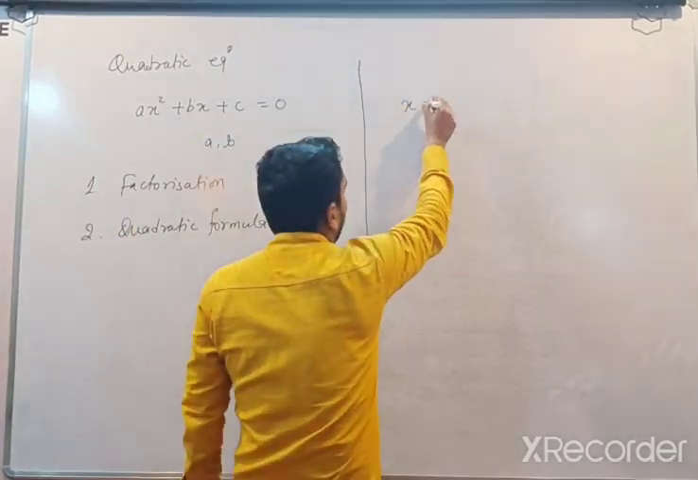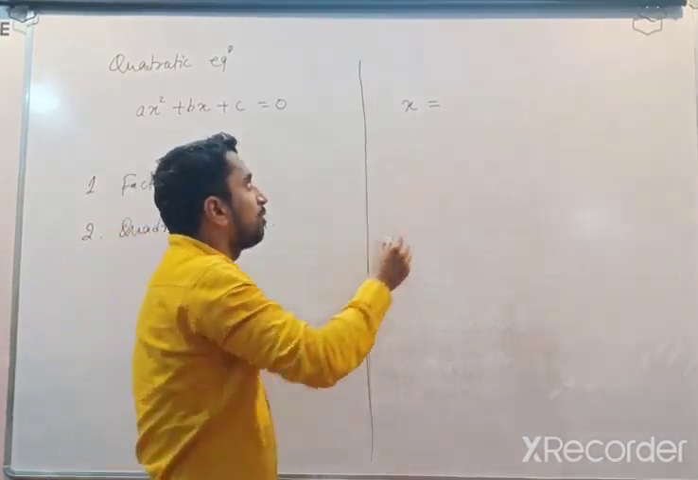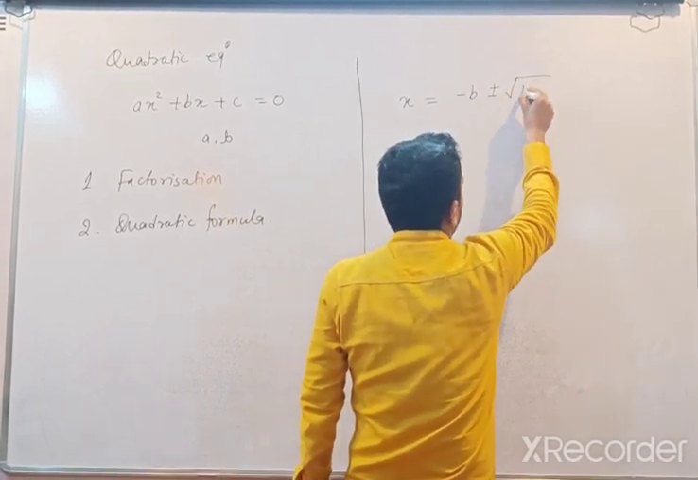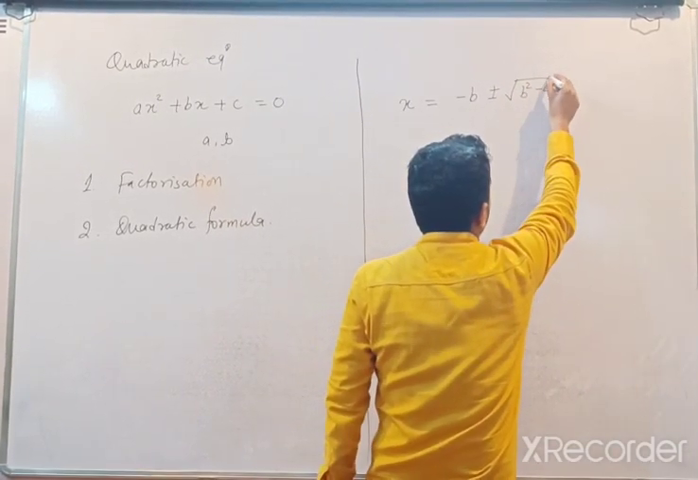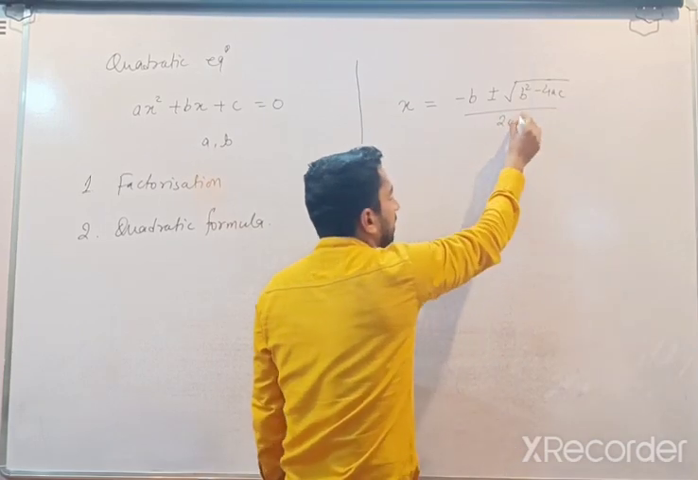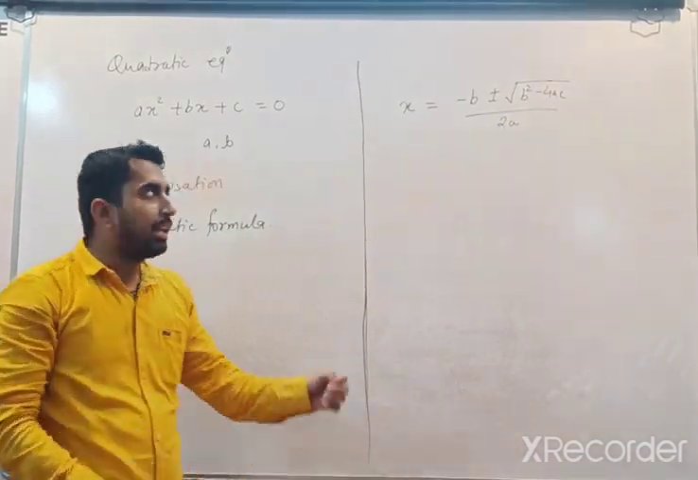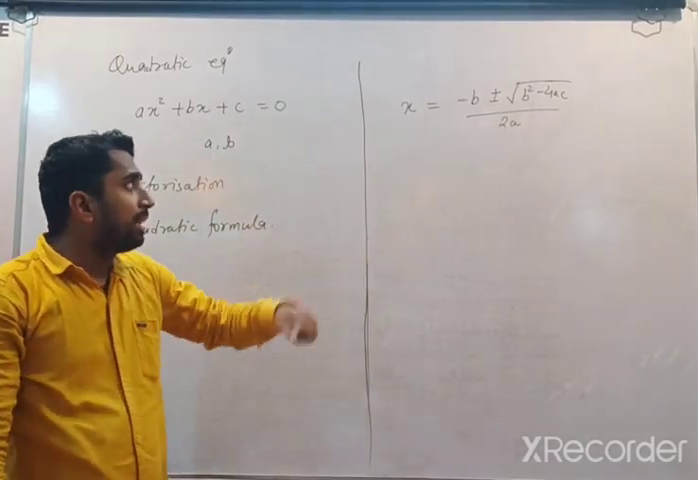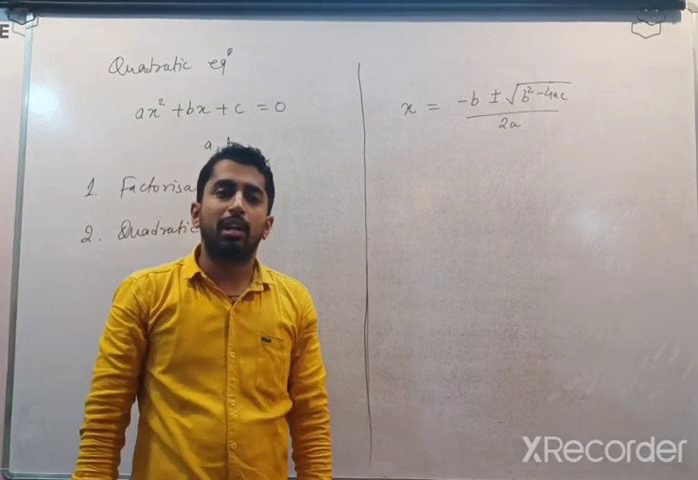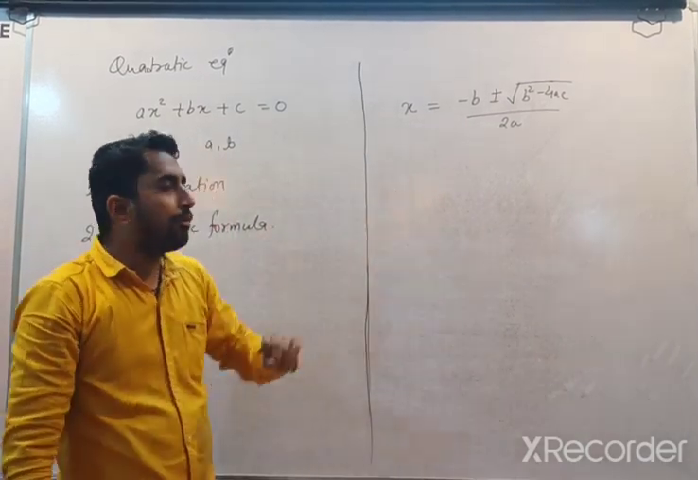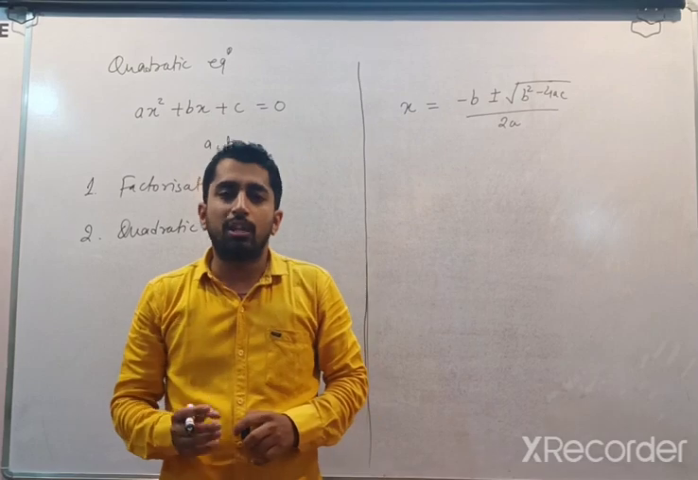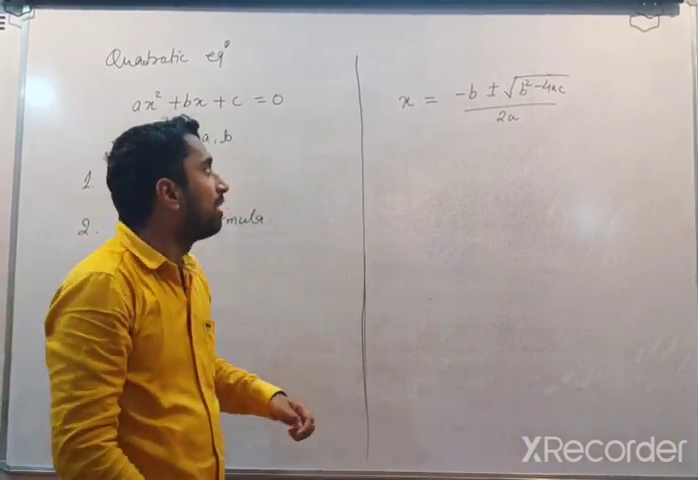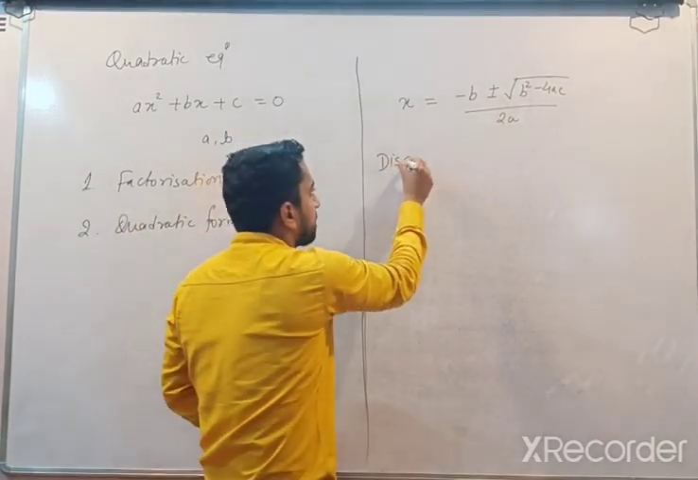The formula is, for the value of x, the formula says minus b plus minus root over b square minus 4ac upon 2a. Here a, b, c you are very clear with. These are the coefficients and the constant term. You have to simply substitute in the formula and bring out the value of x. Before that, you need to understand that all the quadratic equations we cannot solve. So first of all, we need to check this discriminant.